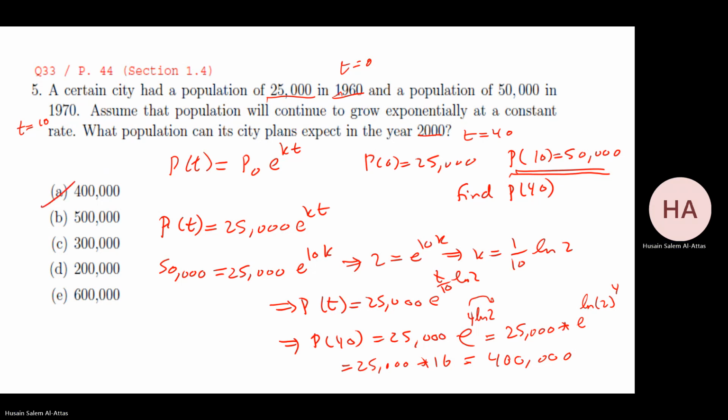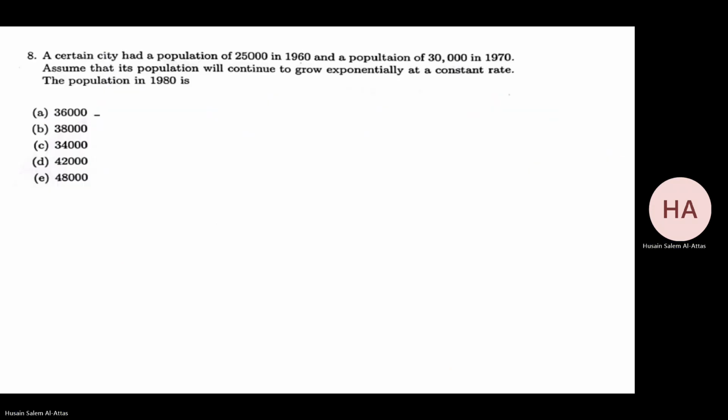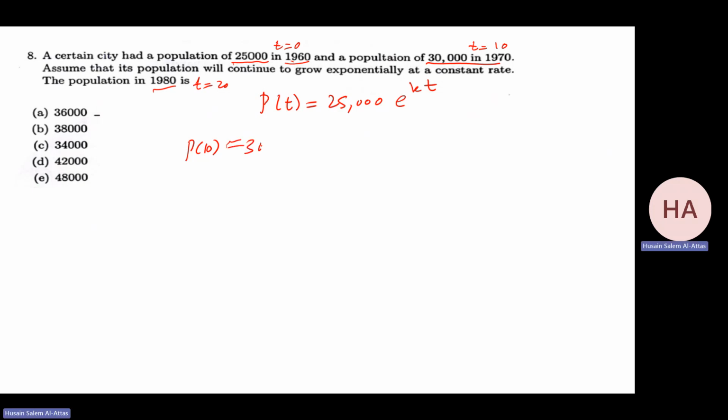Which is this one. Okay, this is 25,000 here. 1960. So T equals 0, and T equal 10. Find it at T equal 20. It was 1960 to 1980, this is 20. So we'll do it again. P of t will be 25,000, which is P0 e^(kt). I'll use this. P at 10, which is equal 30,000.